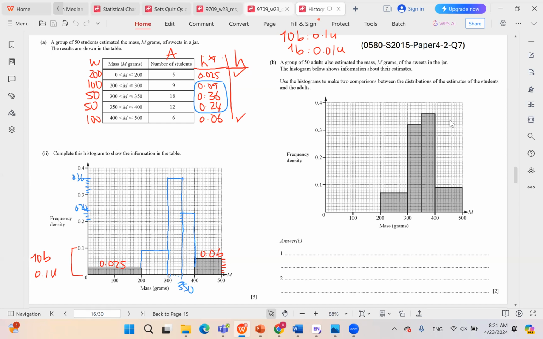So first of all, you can say that the minimum value for estimates by the adults was higher than that of the students. And in general, the adults tended to estimate higher values of the mass than the students. So this is one observation that we can make. So adults generally estimated higher values.